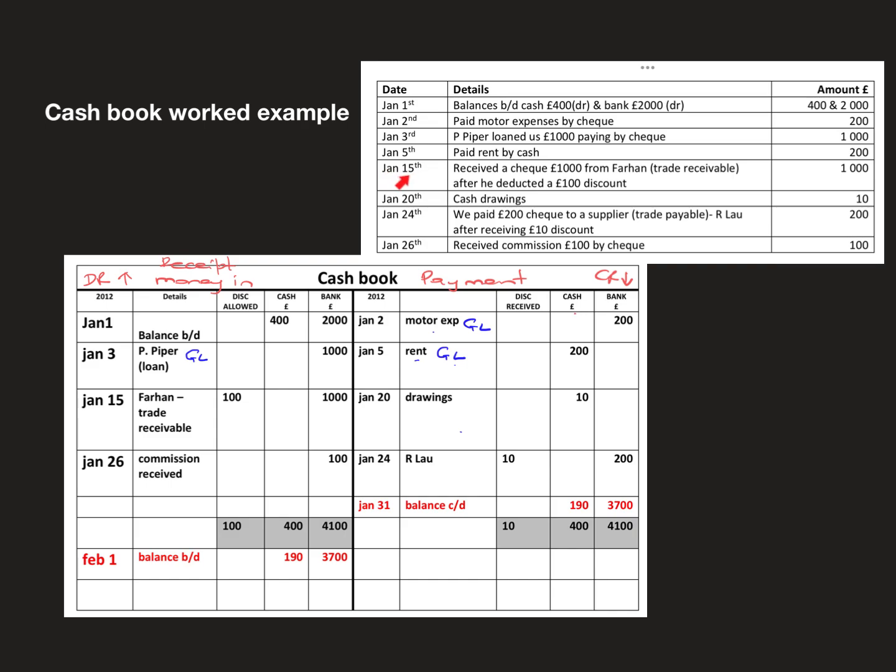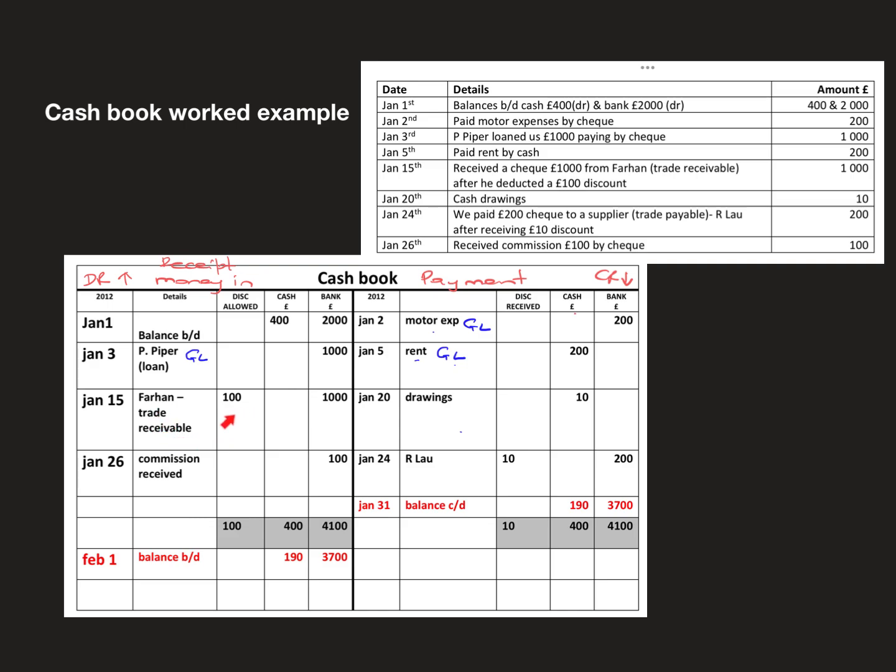January 15, it says received a check 1,000 from Farhan, who is a trade receivable. So now we are receiving money after he deducted 100 discount. So Farhan, who is a credit customer, is going to pay 1,000 to us in a check, but he's sending this check after he took out 100. So it simply means that the debt is 1,100. And if we come over here, we're receiving money on the receipt side.